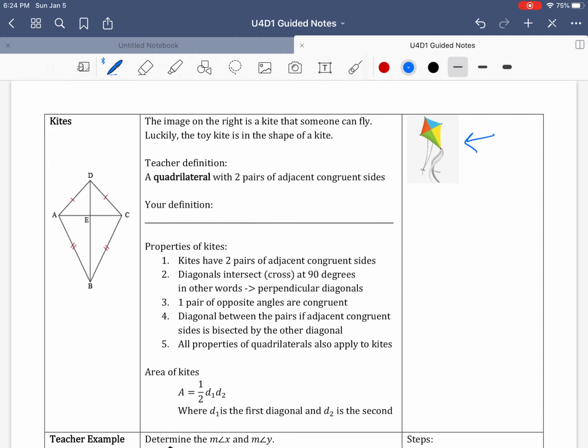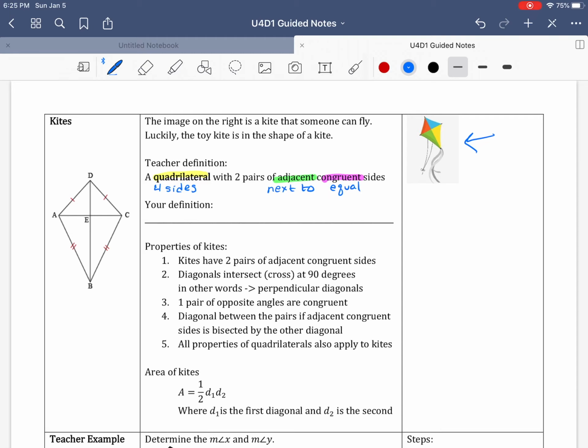So the teacher definition here is a quadrilateral. So remember, a quadrilateral is a 4-sided shape. So kite is a quadrilateral that has 2 pairs of adjacent congruent sides. That's a lot of words here that we might want to review real quick. So adjacent. Adjacent, we should know, means next to. And congruent means equal.